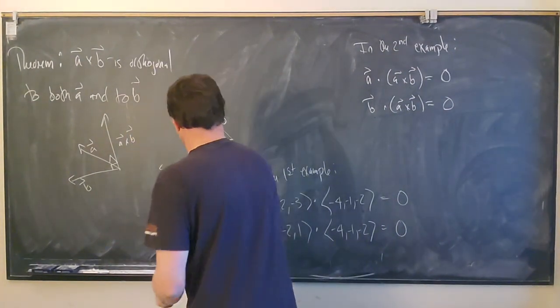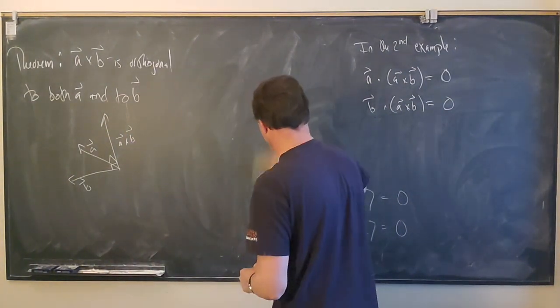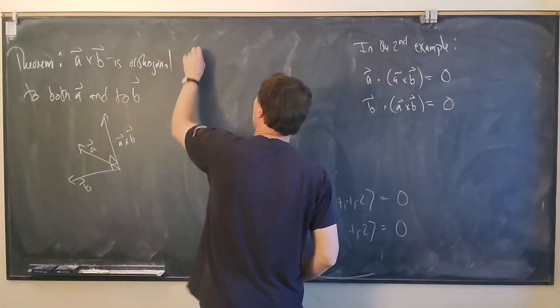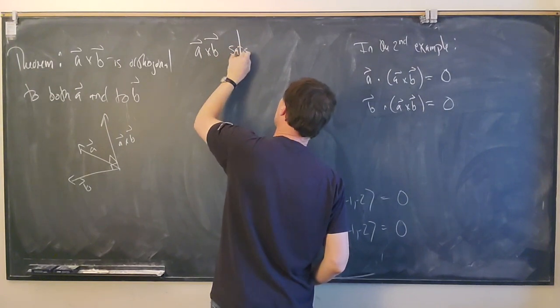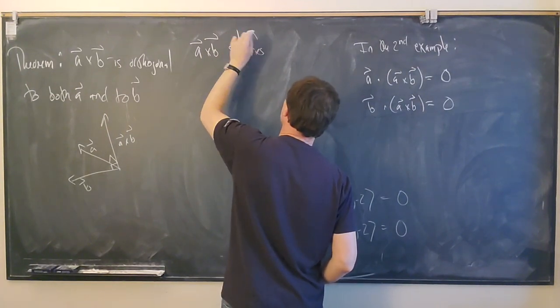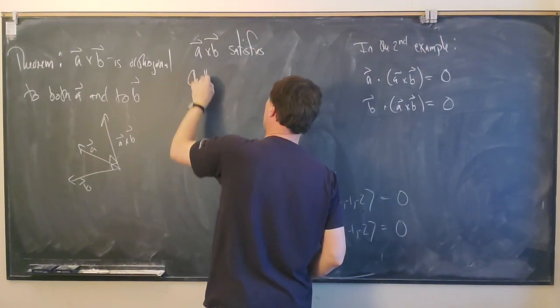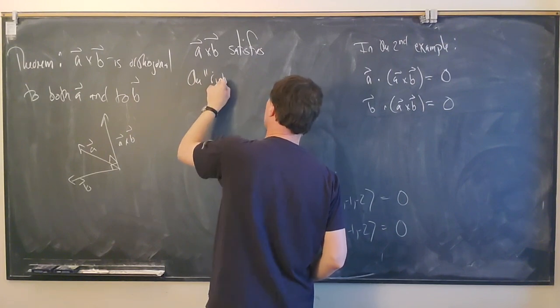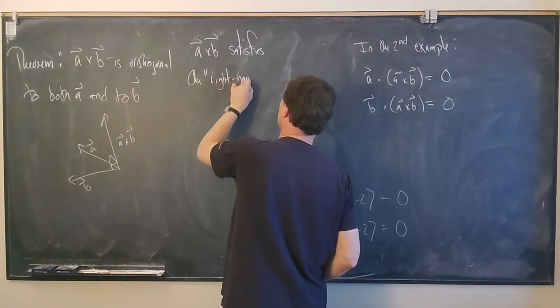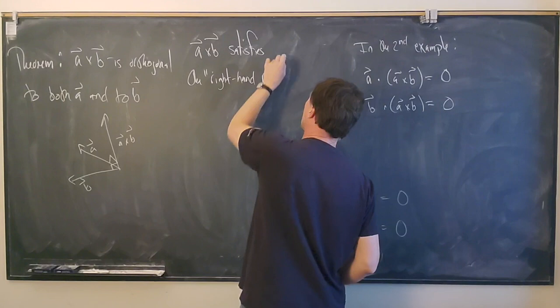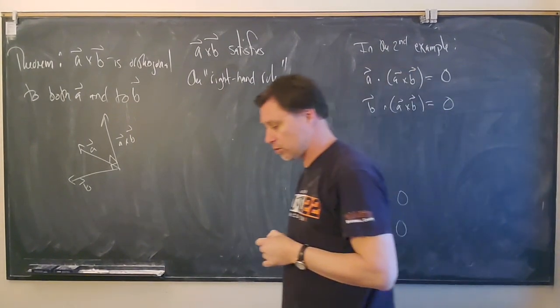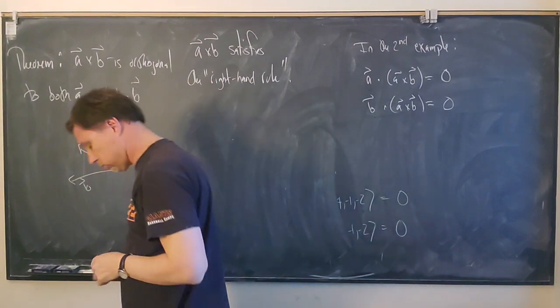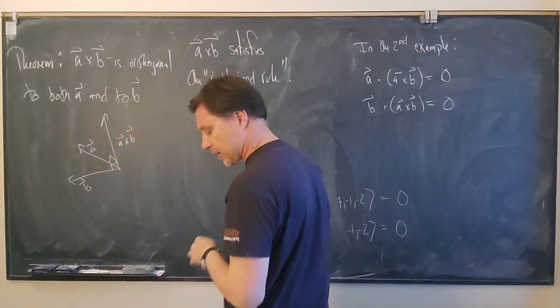Okay, so first let's write this down. A cross B satisfies the right hand rule. Okay, so that tells us the direction. Now we need magnitude. And this next theorem is going to tell us the magnitude.